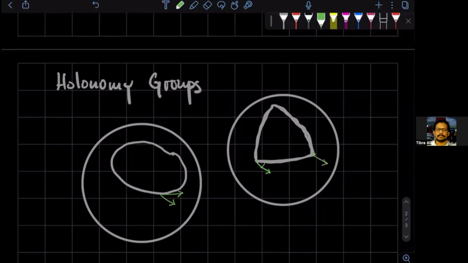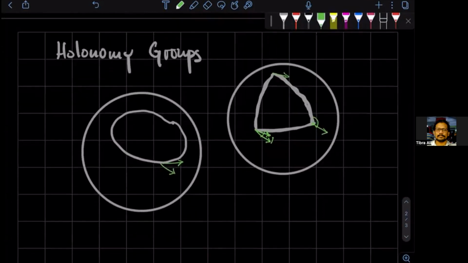I bring it here, but here I now parallelly propagate to this point. So now you see the angle is different. So it ends up like this. And now when I parallelly propagate it like this, then it ends up somewhere here, right? So we see that the vector has rotated.